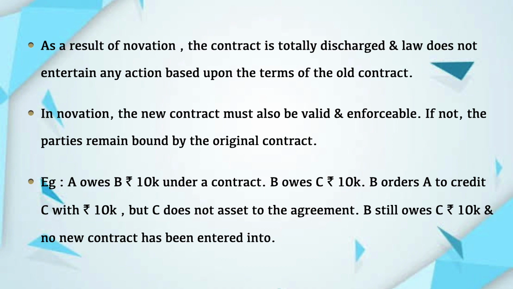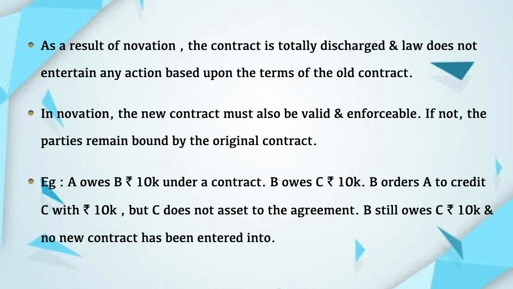Only when the new contract is not valid and enforceable by law are the parties bound by the original contract. For an example, if A owes B rupees 10,000 under a contract, A has to pay B 10,000 rupees. In the same context, B owes rupees 10,000 to C. Is that clear? A owes B and B owes C. The amount is the same, 10,000, in both cases.